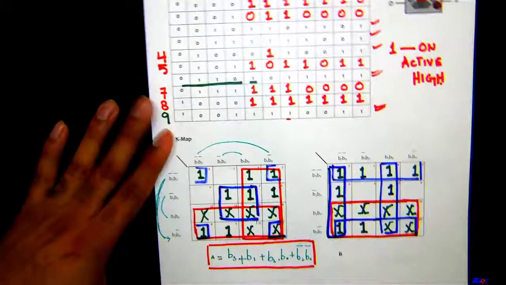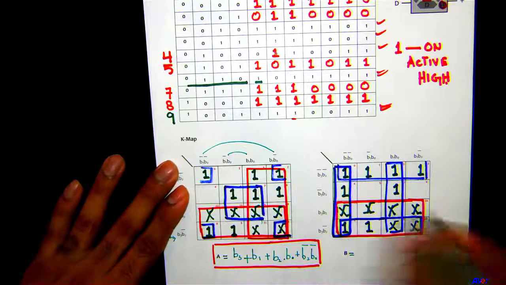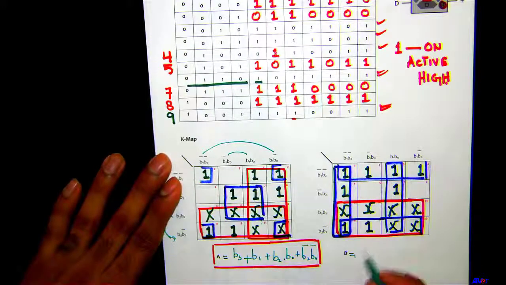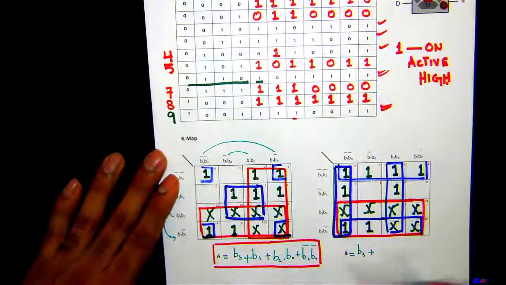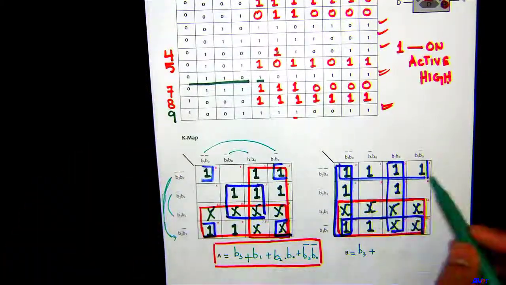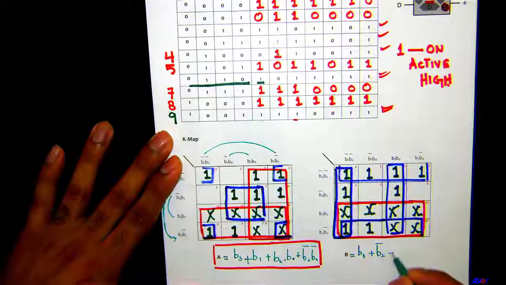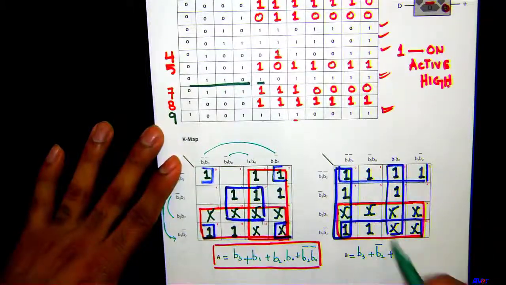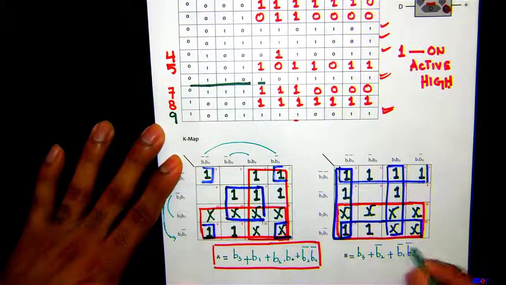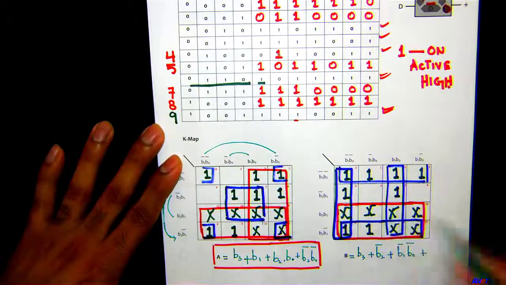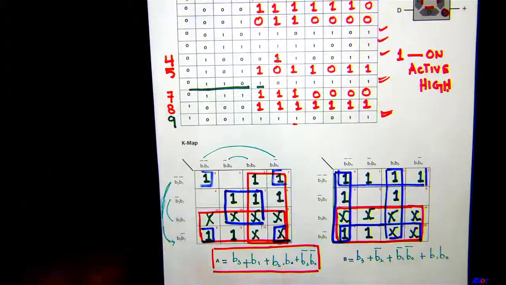Okay, let's get the expression. This bottom group, sorry, the group of 8, was B3. And then we had this top row and the bottom row. The common is B2 bar. Plus this first column is B1 bar B0 bar. Plus this column, the third one, is B1 B0. Okay.